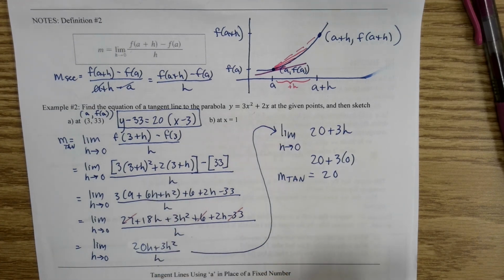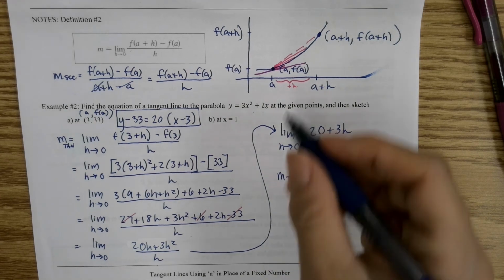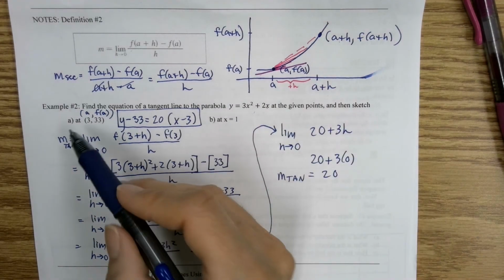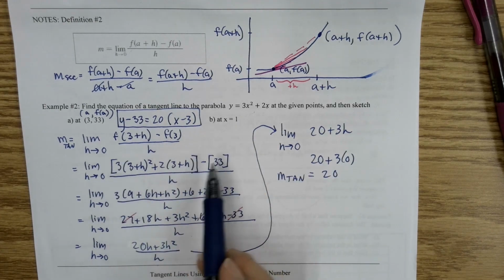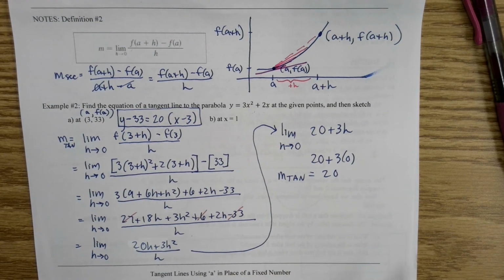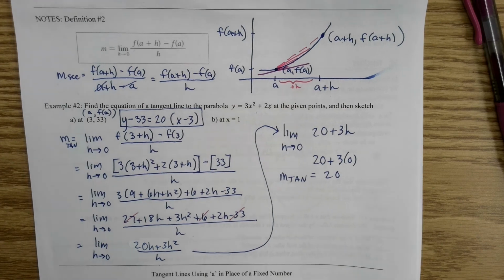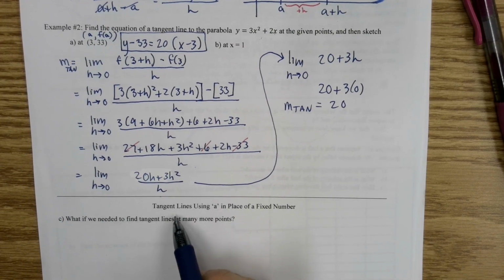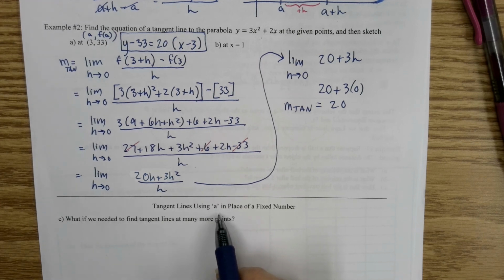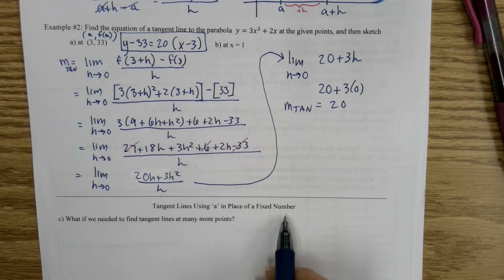And then what if I followed up and I said, hey, I'd like you to do that again, but with a different one. Not x equals 3, not x equals 1. Let's do it with x equals 6. And you're repeating this long limiting process. And sometimes in math, we want to work smarter, not harder. So what we can do instead is we can find tangent lines using a in place of a fixed number.